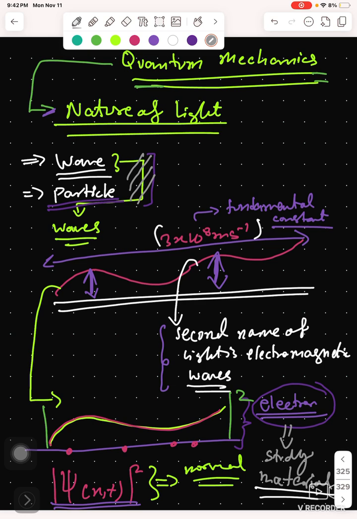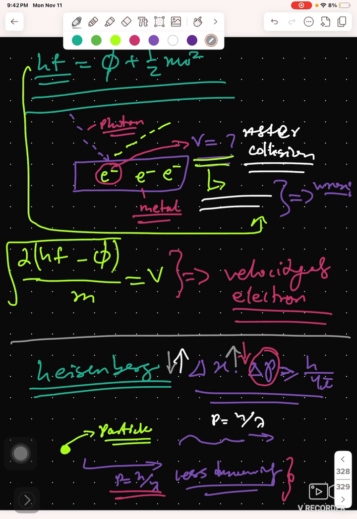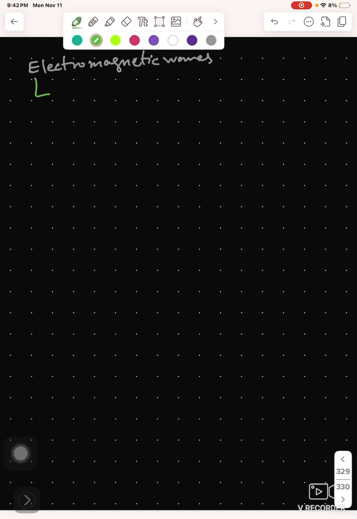One more interesting phenomenon of light: we know that light travels in terms of electromagnetic waves. Again, I'm talking about waves, electromagnetic waves. We know that electromagnetic waves travel in this way, right?